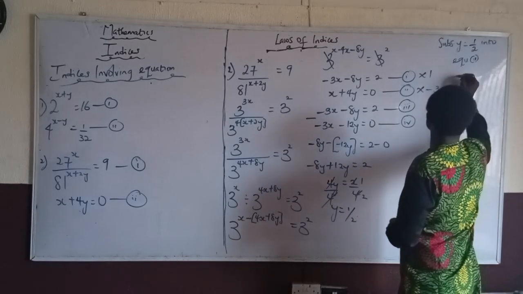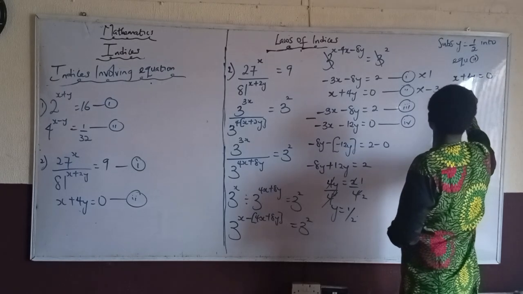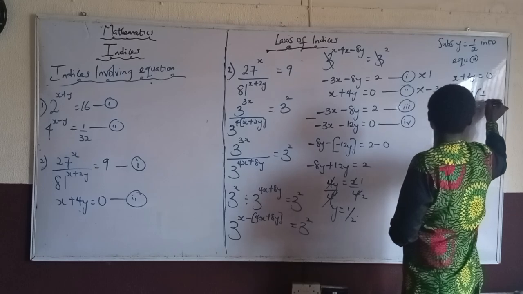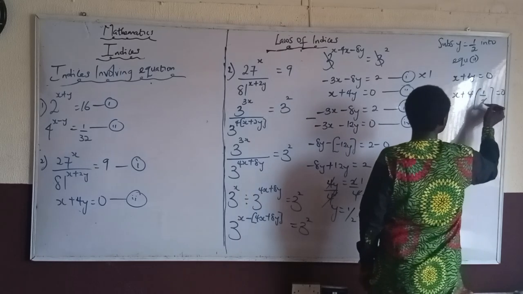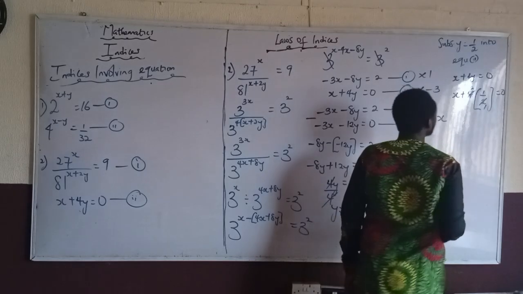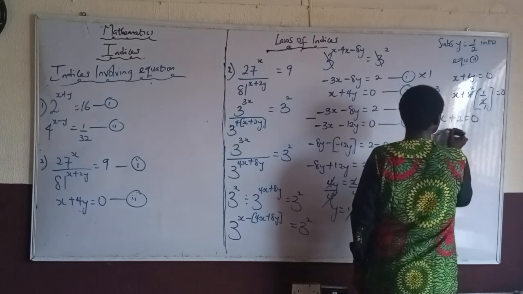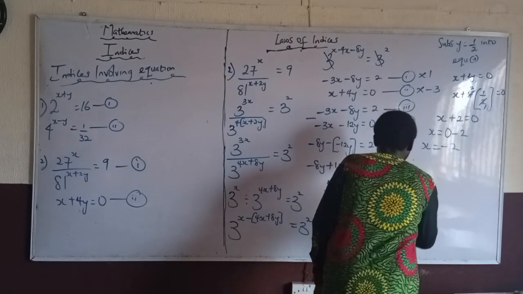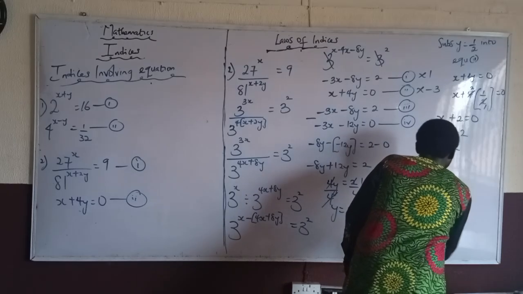So here becomes x plus 4y equals 0. So here is x plus 4 multiplied by 1 over 2 equals 0. So here is x, 2 into 4 is 2, so x plus 2 equals 0. x becomes 0 minus 2. x becomes minus 2. Therefore, x is minus 2 and y is 1 over 2.